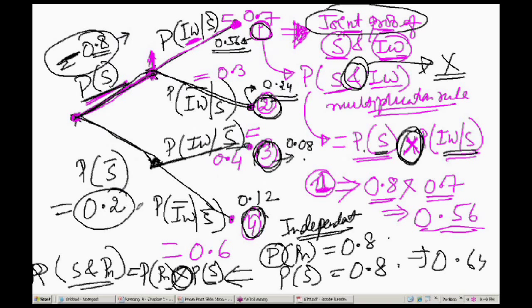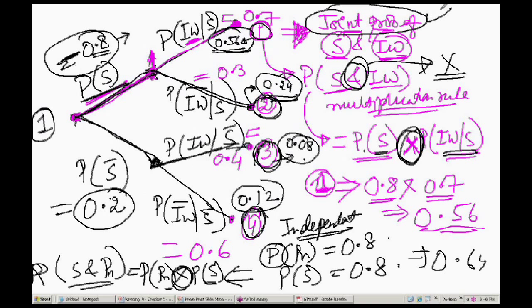0.08 plus 0.12 will be equal to this. And if you take the summation of all these four, this plus this plus this plus this should be equal to the summation of this and this, or I can say as 1. So the summation of this and this should be equal to 1.